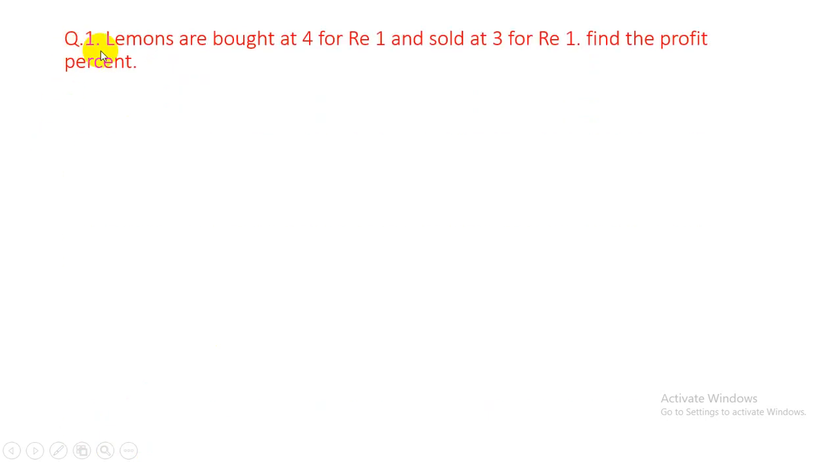Question number 1. Lemons are bought at 4 for rupee 1 and sold at 3 for rupee 1. Find the profit percent. Here 4 lemons are bought for rupee 1 and 3 lemons are sold for rupee 1. We have to find out the profit percent. Let's see the solution.